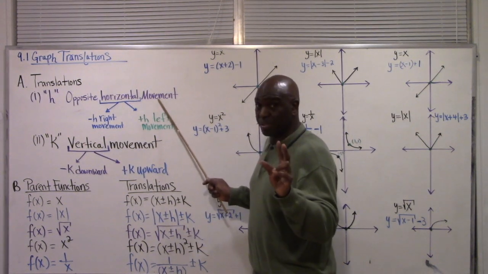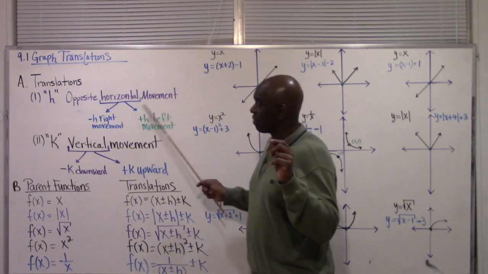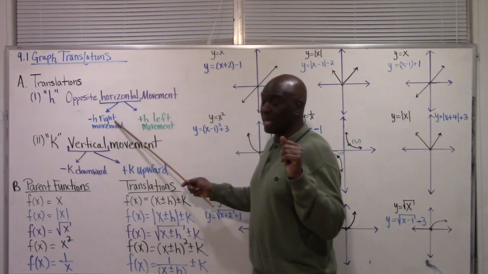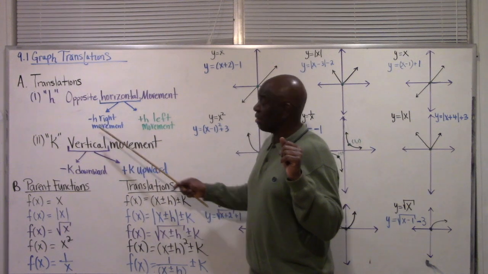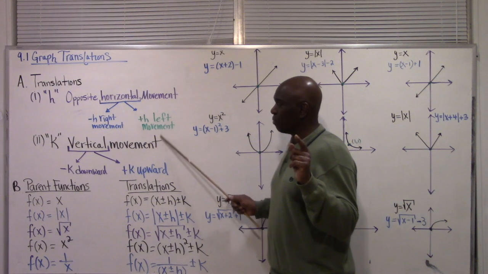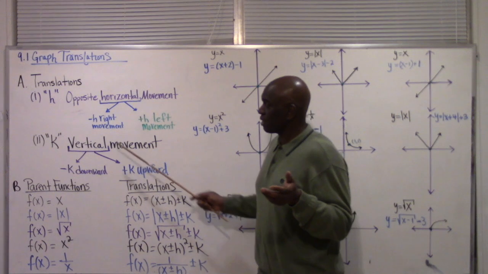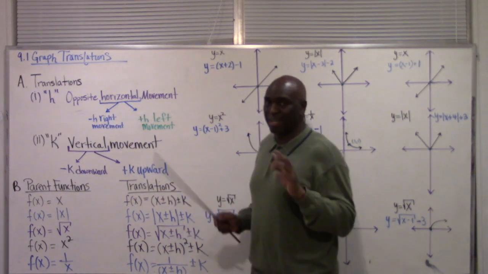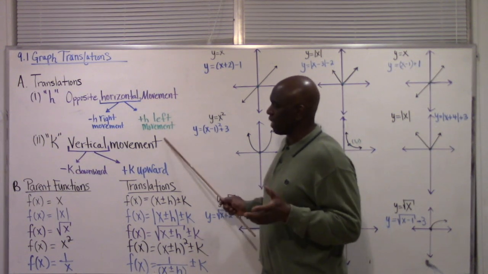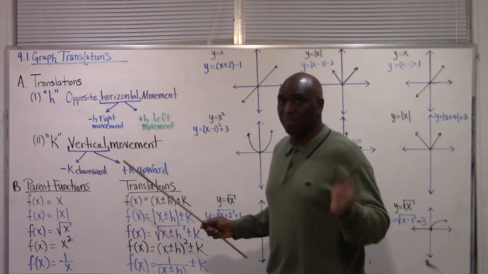Here's what we mean when we say opposite. It's just like our last lesson, 7.5. Minus H means go to the right. That's right movement. Minus H is right movement. Plus H is left movement. It's not what you would normally think. Minus H, you move to the right, not left. Plus H, move to the left, not the right. Okay? For the same reason I gave you in the last lesson, lesson 7.5.